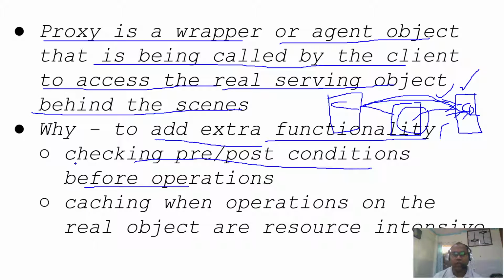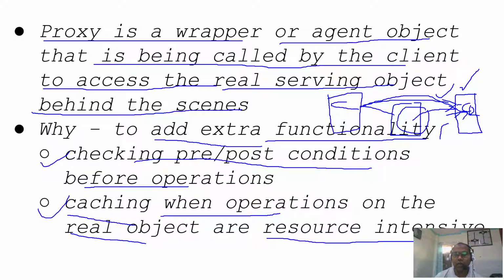So majorly we use it for checking pre and post conditions. That means before invoking any method I want to do something, maybe log something or check some condition, or after the method invocation I want to do something. Or the second way, you can cache the operation's result of the real object, because maybe the real object is resource intensive.